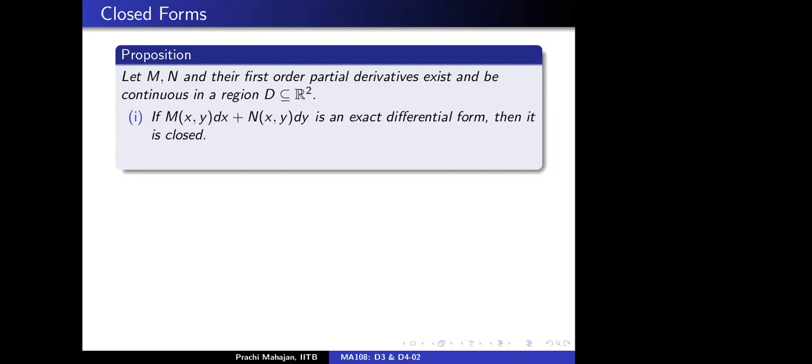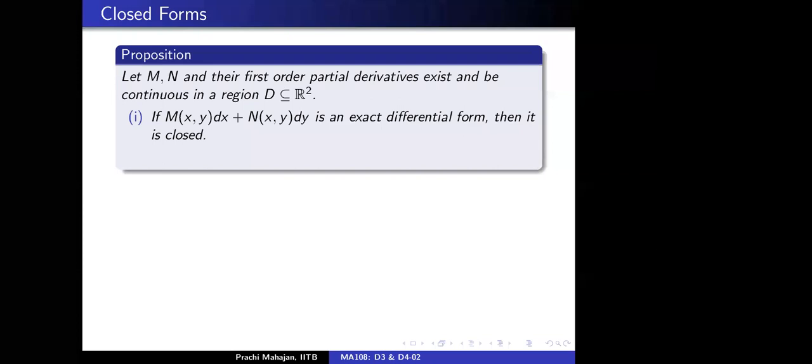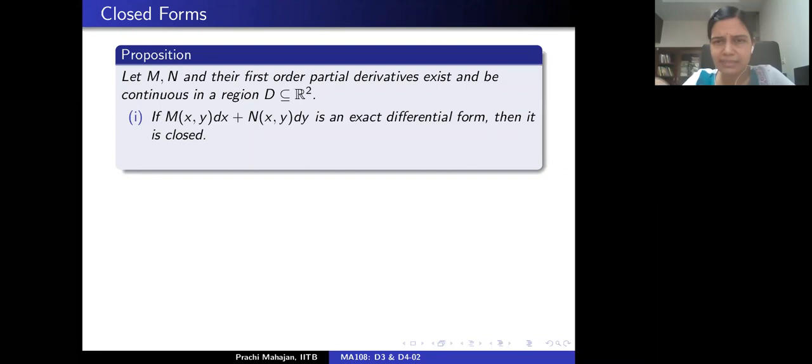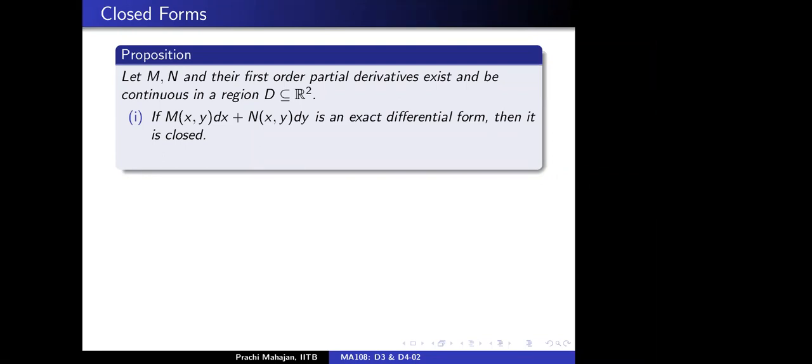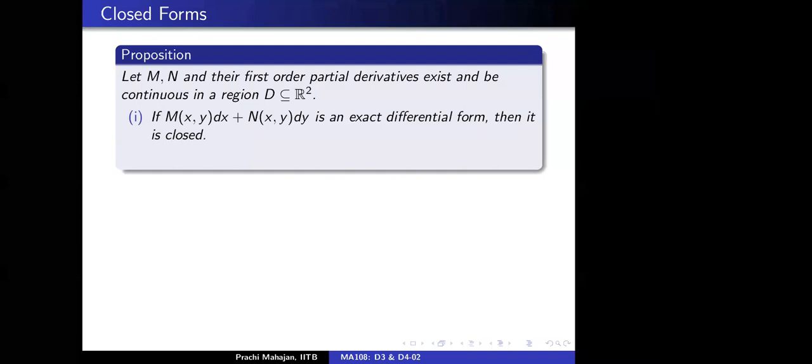Ma'am, I had a doubt. Go ahead. Ma'am, going from exact to closed is simple, that we can substitute M as del u by del x and N as del u by del y. We will discuss it. But how do we go from closed to exact? Because the double derivative of u will not guarantee us that the single derivatives of u are equal.